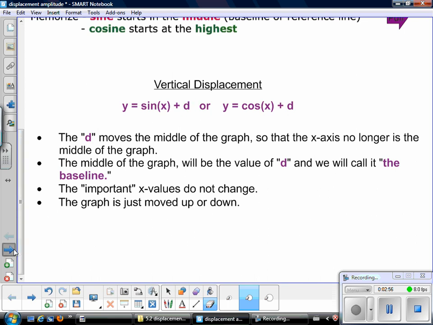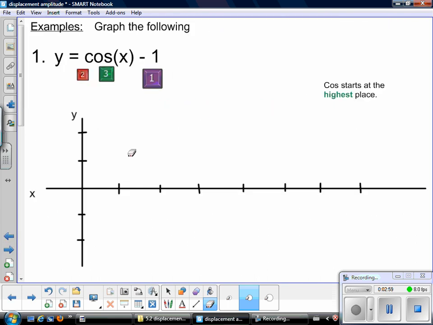So let's try an example here. Oh, it looks like that stayed there for a minute for some reason. What I have here is it's asking us to graph the following: y equals cos x minus 1. Notice I have little numbers here, and that is because this is how I actually graph it. I look at the end first, and I can see that in this case it says -1. So I'm going to draw a dotted line at -1.